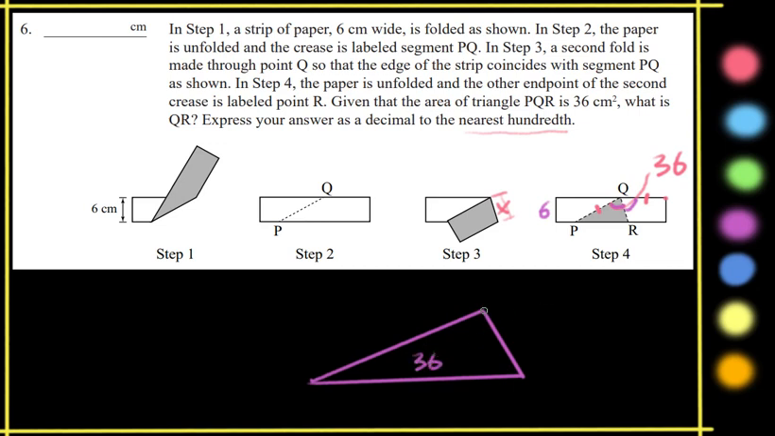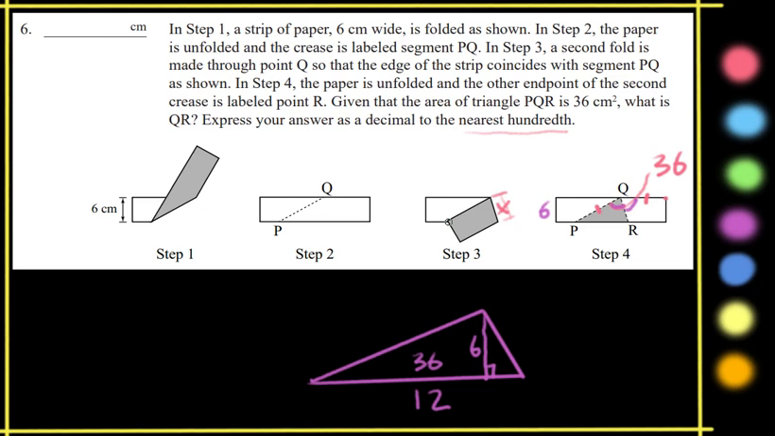And we know that the height, if we were to drop an altitude here, the height is 6. So what is the base? Well, the base times the height divided by 2 is going to give us 36, so the base has got to be 12. That's the only way we're going to get that to work out. So the base is 12.